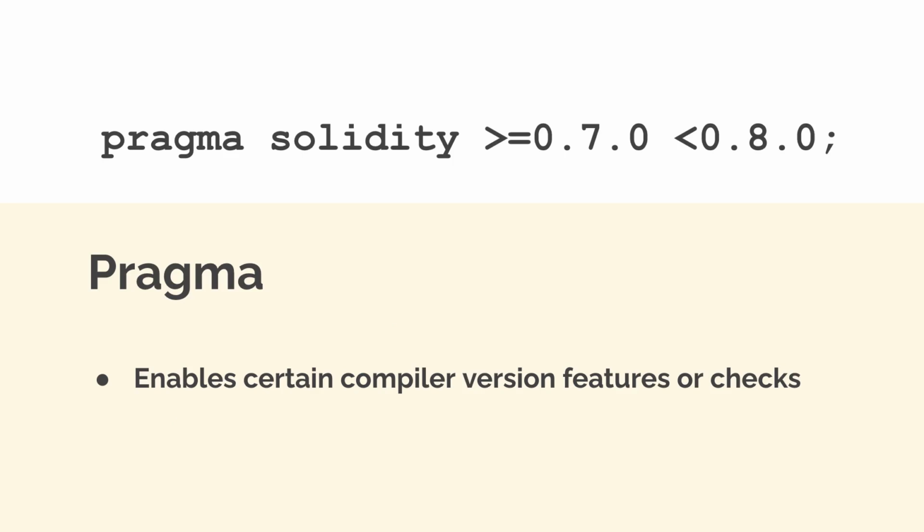A pragma is a keyword in Solidity that enables certain compiler version features or checks. So at the top of a file that is written in Solidity, you'll often see pragma solidity, and this specifies what language version of Solidity is used or should be used to compile this Solidity code.